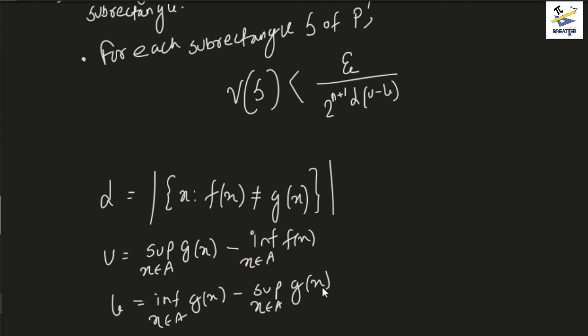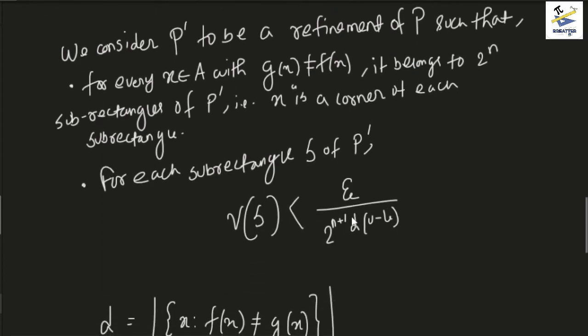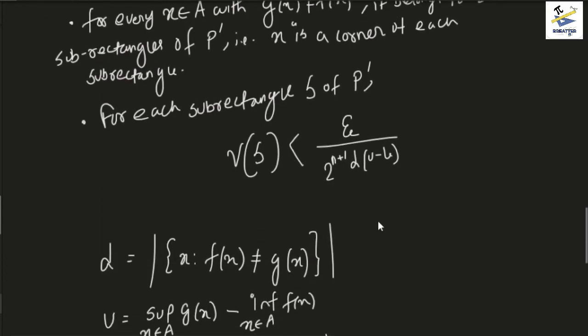So these are our definitions, right? And this partition is made such that the volume of each subrectangle is less than epsilon, and you see the epsilon by 2 from here comes from this epsilon by 2, and it gets multiplied with 1 by 2 to the power n d of u minus l. So what we are trying to find here is that we are dividing the whole region into sub-regions where each rectangle has a volume of 1 by 2 to the power n, because there are 2 to the power n subrectangles, so each one will have 1 by 2 to the power n of the volume.